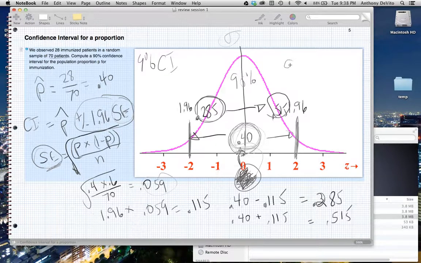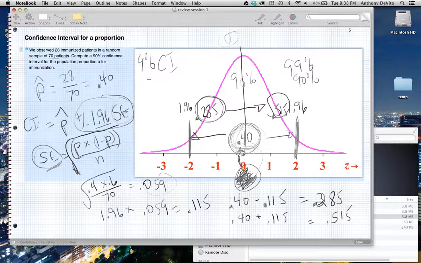If I was looking for a 99% confidence interval, instead of using 1.96, I would have used 2.58. If I'm looking for a 90% confidence interval, I don't need to be that confident, so I can make a narrower range, and I would use 1.64 instead of 1.96. That's the only difference in calculating those other confidence intervals.